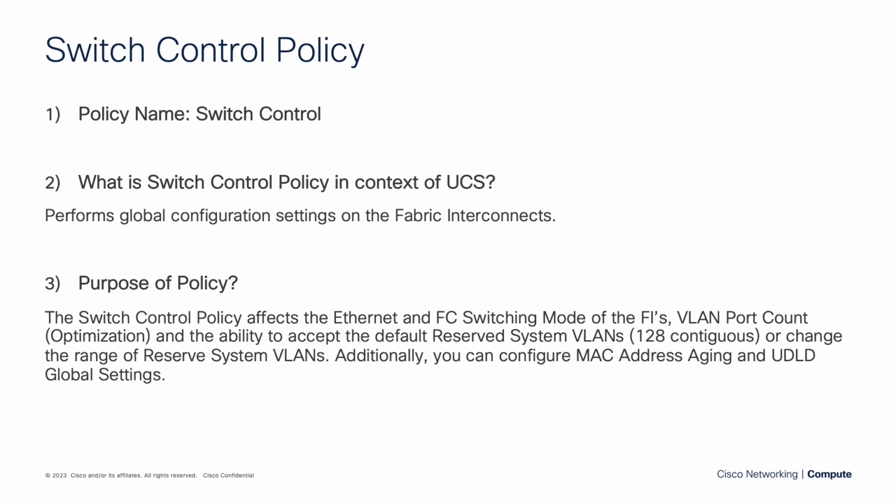This policy also lets you set your reserved system VLANs. You can actually change the range. There's 128 contiguous VLANs that are part of the system-use-only VLAN range, and you can alter that. Also, you can choose to alter MAC address aging timing, as well as there's a couple of global settings for UDLD.